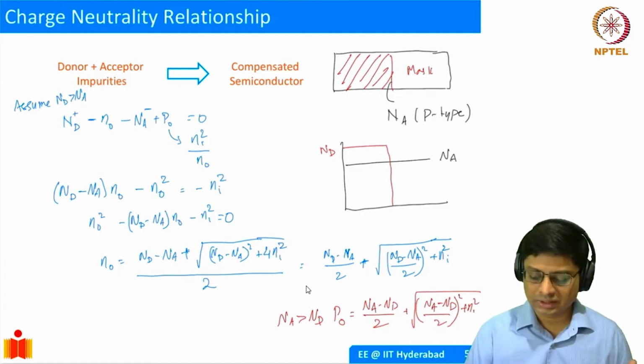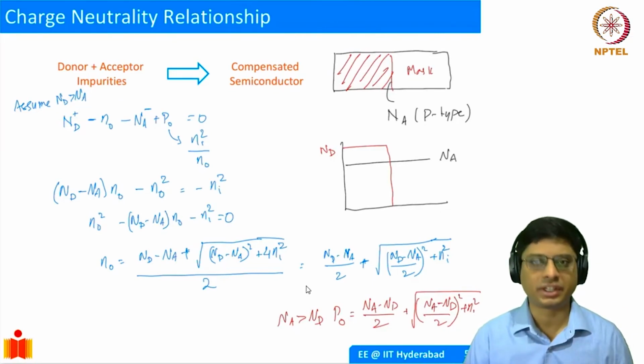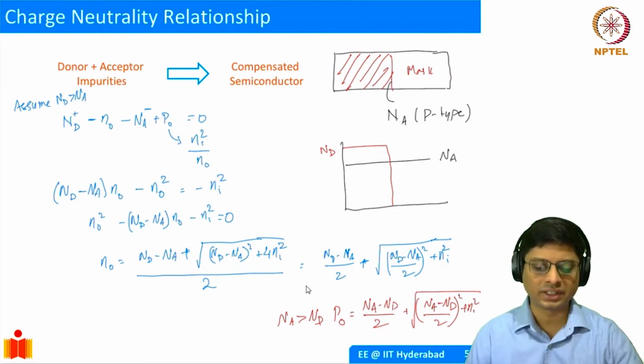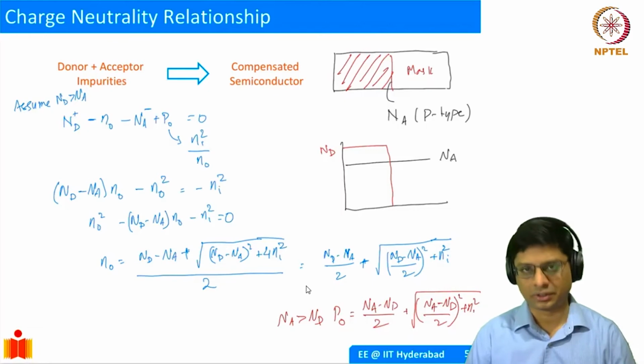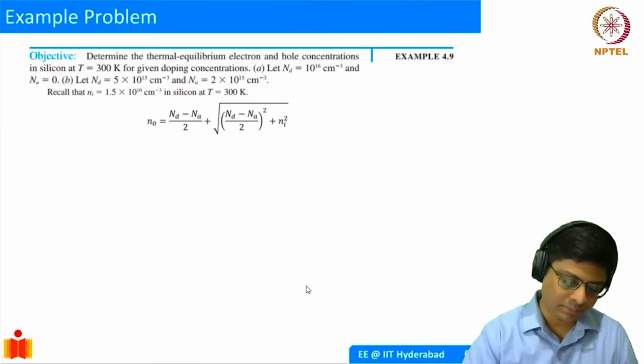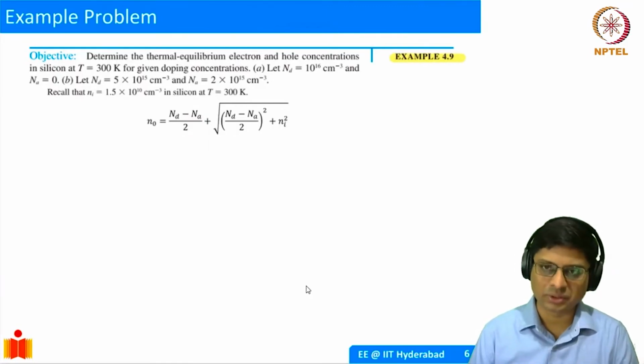So this is your majority carrier concentration, and the corresponding minority carrier concentration will be simply Ni square divided by whatever is the majority carrier concentration. All right. So this is an important relation that we come across. Let's take an example and try to solve it. So we have a problem here. This is from an example problem. Please go back and verify that if you want to make sure that you get it right.